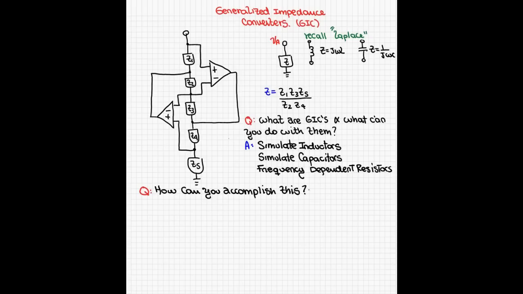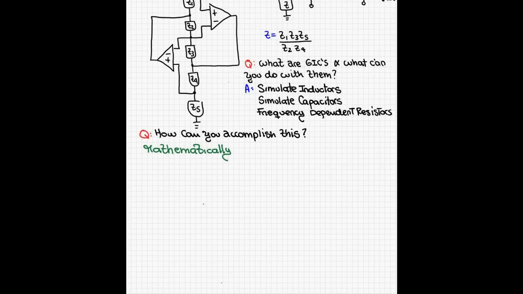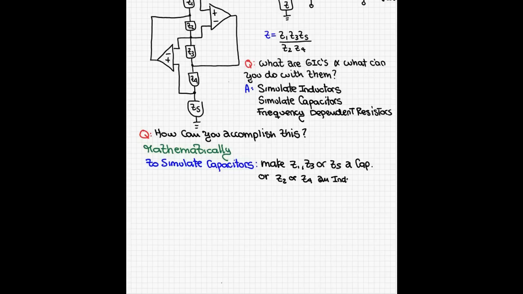Okay, so next question is, how can you actually accomplish this? Mathematically, to simulate capacitors, what you would do is make either Z1 or Z3 or Z5 a capacitor, and everything else resistors, or you make Z2 or Z4 an inductor. Okay, so what about to simulate inductors?